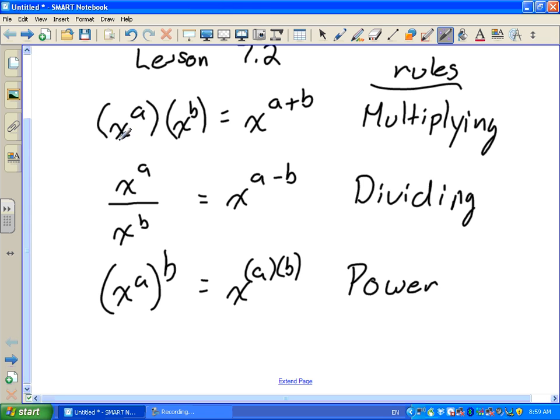So what I mean by the base is the same is, if you guys notice, I have x in both of these. If I have 5 to the power of 1 and 4 to the power of 2, I cannot just add the exponents. The base has to be the same. So in other words, I could have 5 to the power of 1, 5 to the power of 2, add the exponents, 5 to the power of 3 would be the answer. Okay? Same thing goes with division. Bases have to be the same. And finally, there's only one base in the power rule.